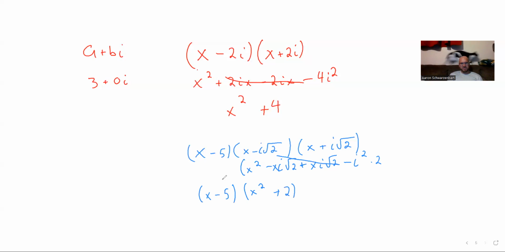Now I will multiply these two factors together. x times x squared is x cubed. Always make sure to simplify this as much as possible first, which makes the next multiplication easier. Plus 2x minus 5x squared minus 10. And I should put that in proper order.